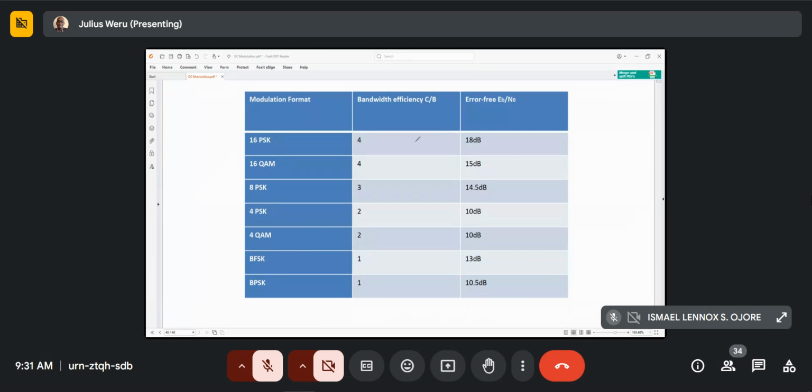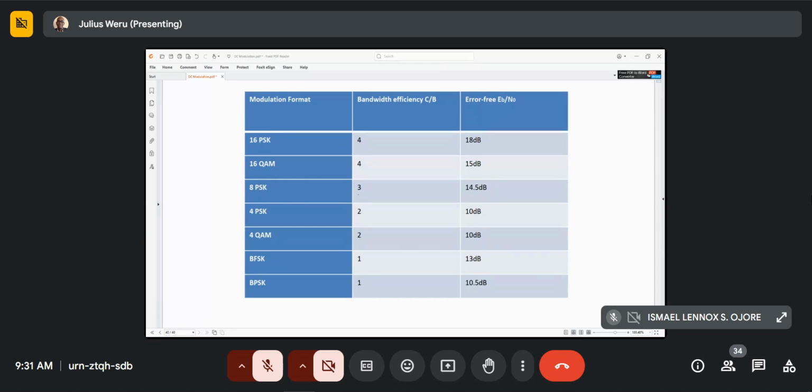Here we are comparing the performance of different modulation formats. We are not going to the performance analysis, so we are just giving the figures. Of course, QPSK bandwidth efficiency is 4 because it carries 4 bits per symbol. 16 PSK and 16 QAM are the same.